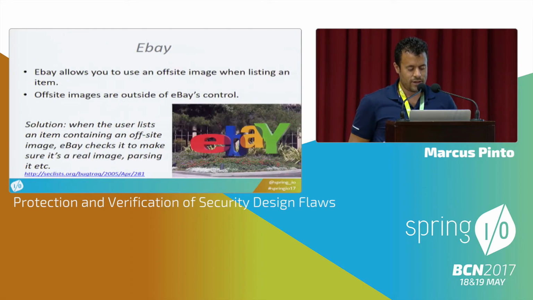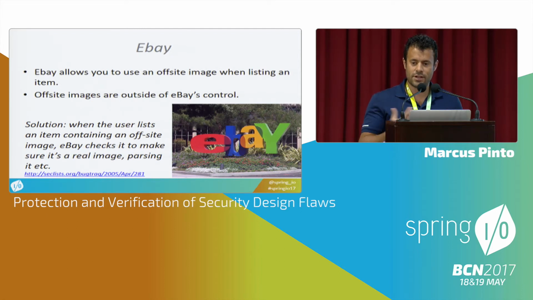Here's a familiar application, hopefully. eBay. They still have this situation, but the bug's been fixed. When you create an item, you can link to an offsite image. Having created the item, eBay doesn't want to just allow you to link to any old rubbish. It's got to be a real image. So when you create the item, eBay's server will go away, check the image, make sure it's a valid image by parsing it, and then it will return and let you carry on creating the item.